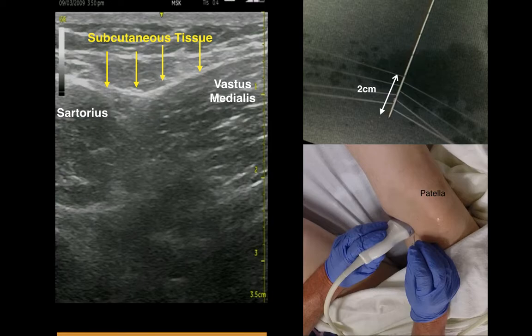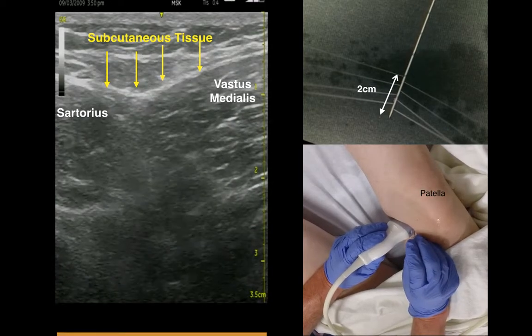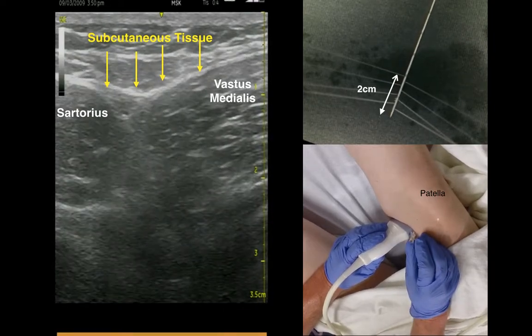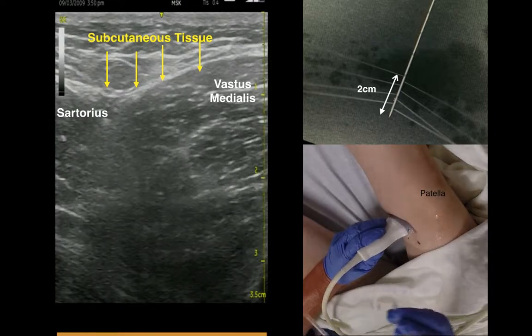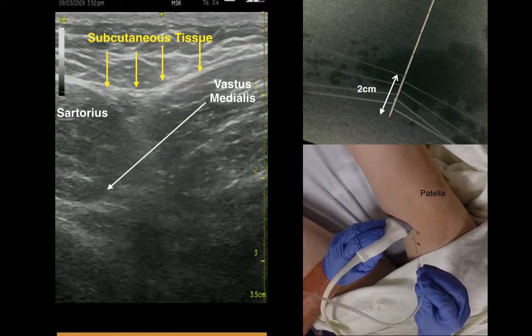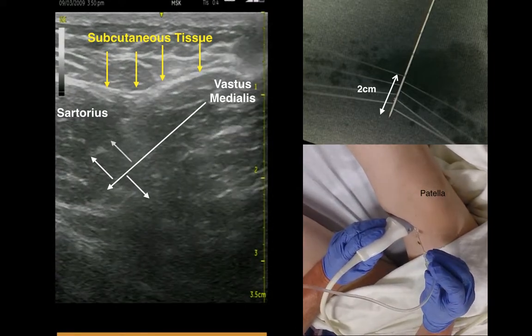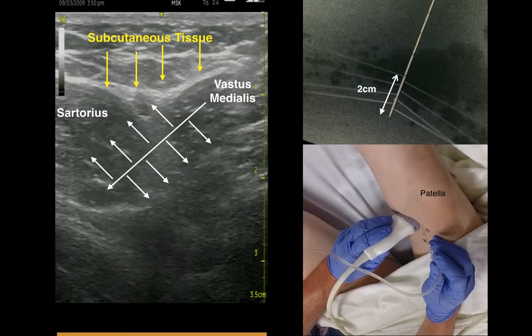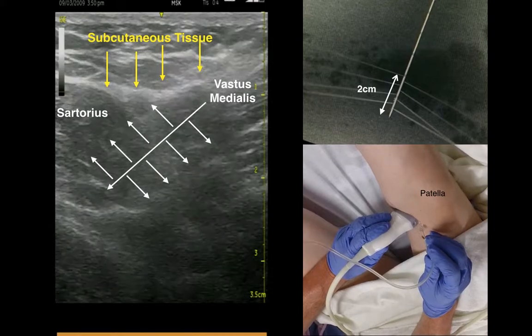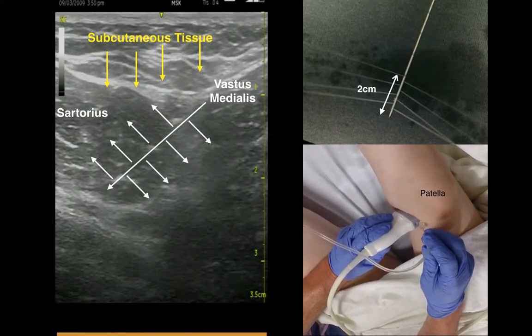This is a simultaneous video of the surface and ultrasound view as a fenestrated needle is advanced across the tissue plane between the vastus medialis and sartorius at the level of the superior pole of the patella. In this particular case, the pencil point needle with the 2 centimeter fenestrated tip is advanced through an introducer on the lateral side of the ultrasound probe.